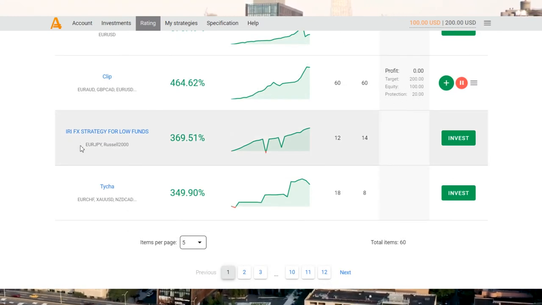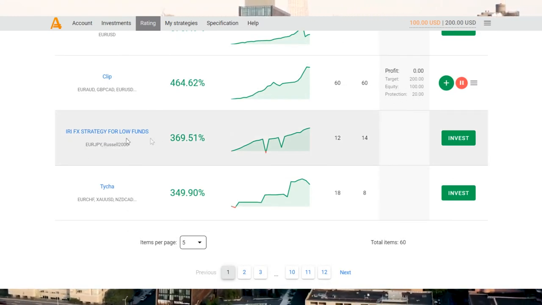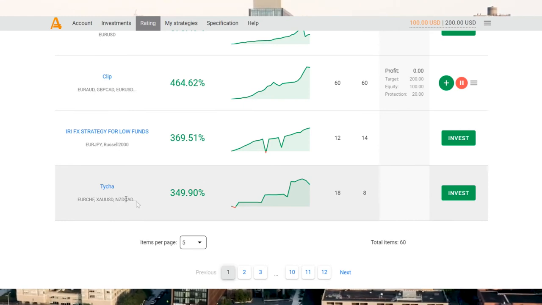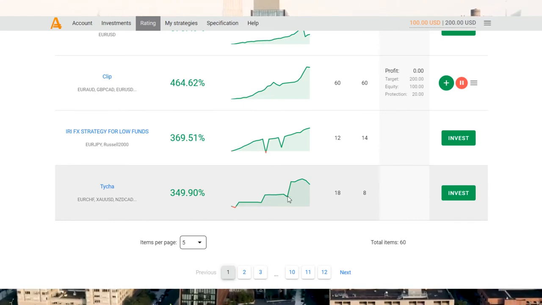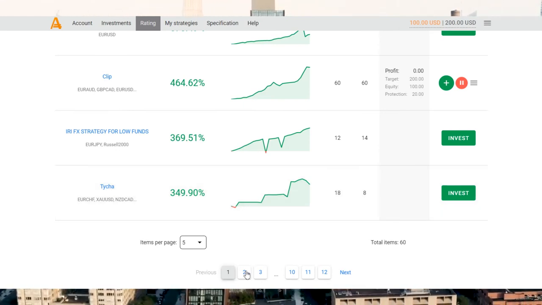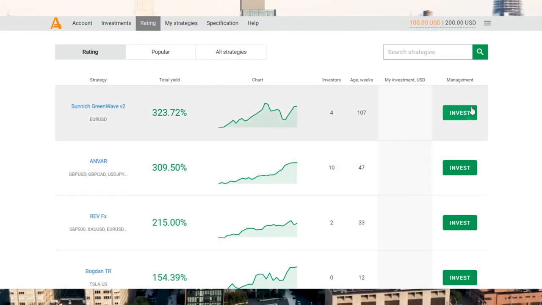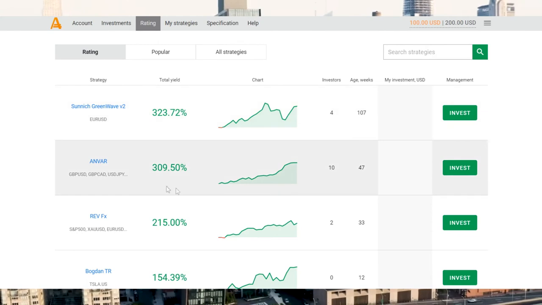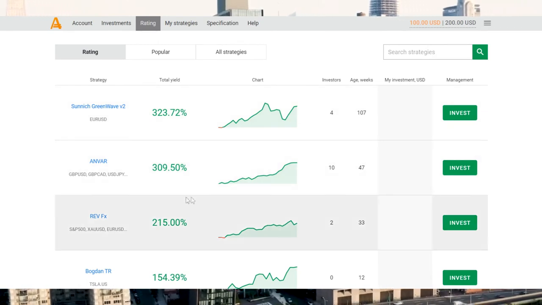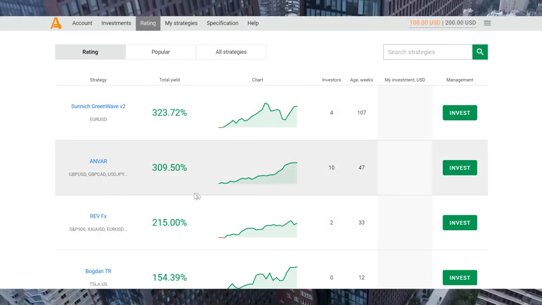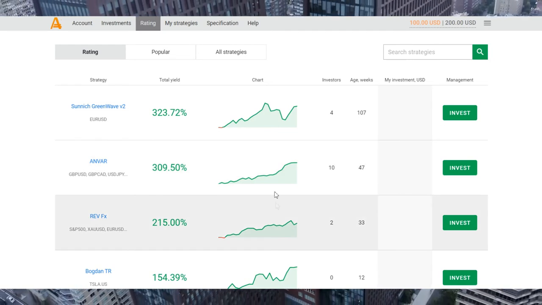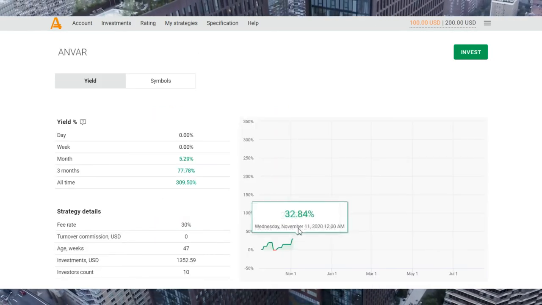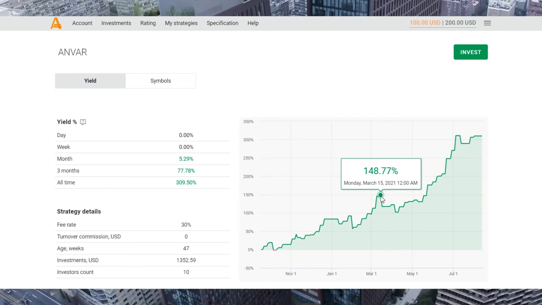As I said before, the forex strategy is full of drawdowns, it's not good for me. Tai Cha also has some kind of big drawdown, so I think it's not good for me. Let's look at another strategy, another big drawdown. Okay, it's not okay for me. Anwar strategy, that's maybe interesting. Let's look at the Anwar strategy.